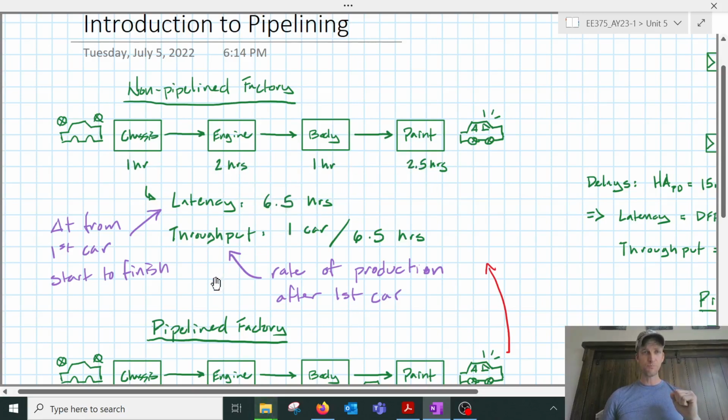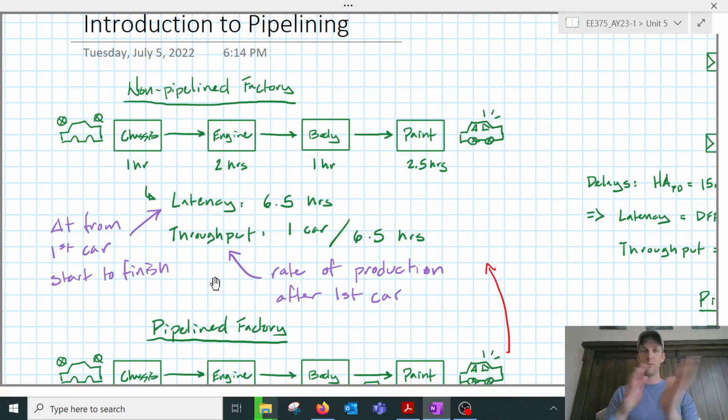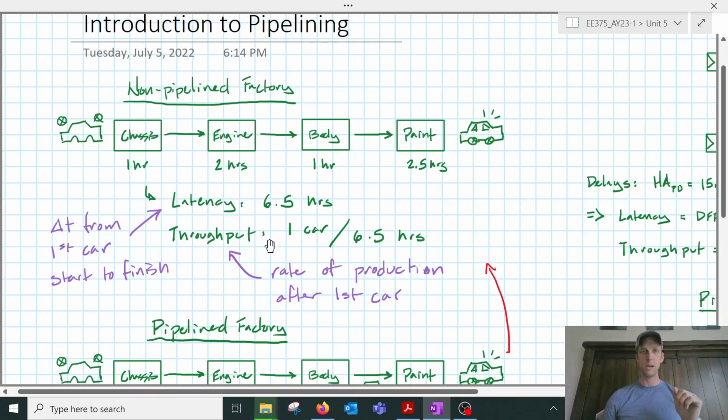The throughput is how many cars we get per unit time after the first car gets through. And in this case, the throughput happens to be the same as the latency because we're not doing any sort of pipelining. So we get exactly 1 car every 6.5 hours using this non-pipelined car factory right here.